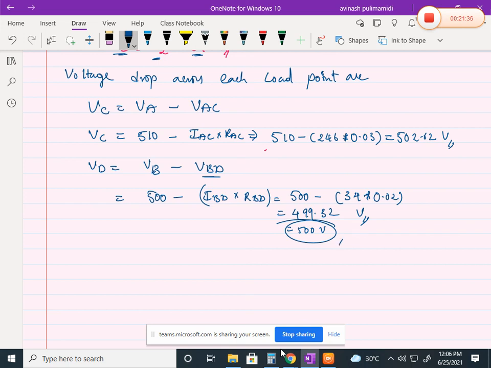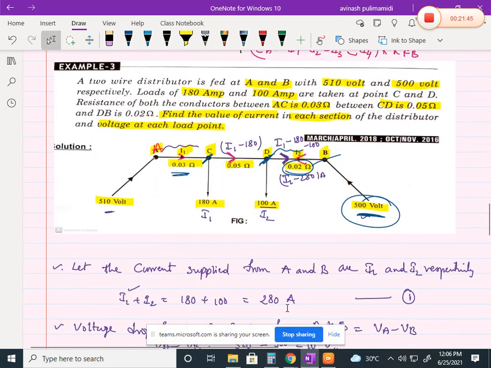Okay. This way we will be calculating the voltage drops for both the ends when the supply is from both the ends. So this way questions can be solved. Okay. This is very important.